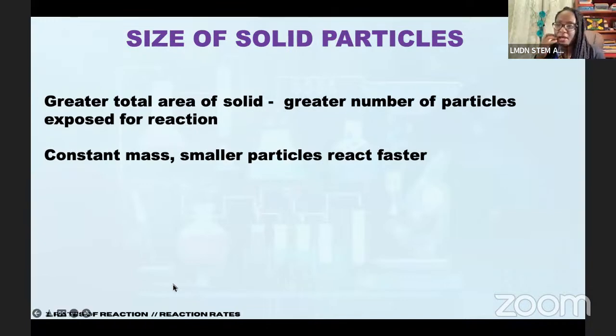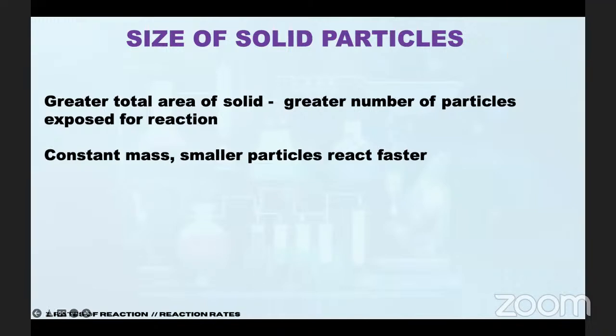Those are three ways that we can alter rates of reaction that I just covered. Just let me know if that's making sense to you guys or if you have any questions so far. And these are directly related to the collision theory, and how we need the particles to collide so that they can react.